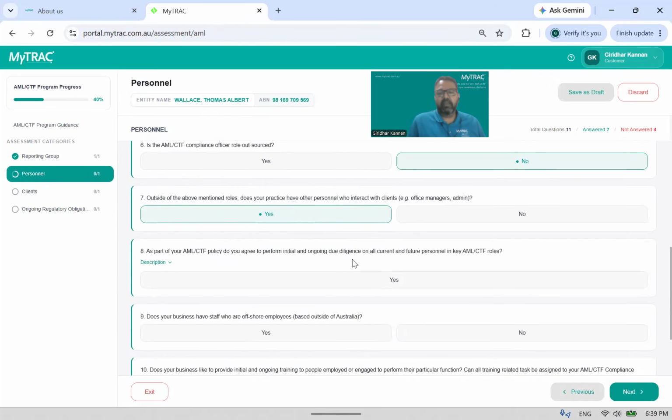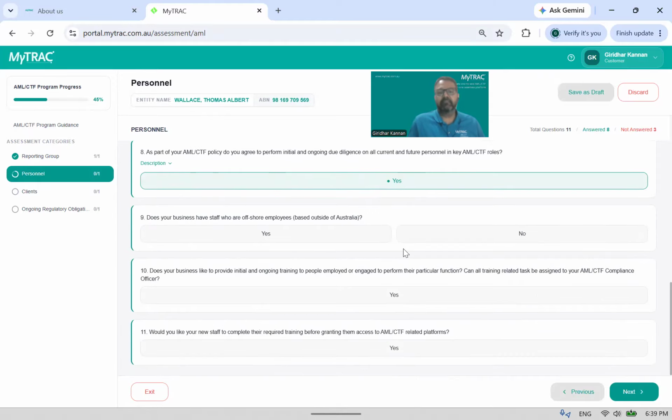Now, certain things will have to be a yes. You need to perform initial and ongoing due diligence on all your current and future personnel who play in AML CTF roles. So that will be a yes. If you have offshore employees, so let's say you have offshore employees in Philippines, India, or anywhere, even one or two, then you need to answer that as yes.